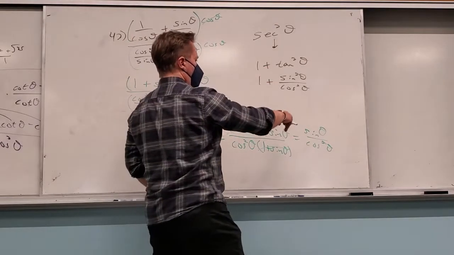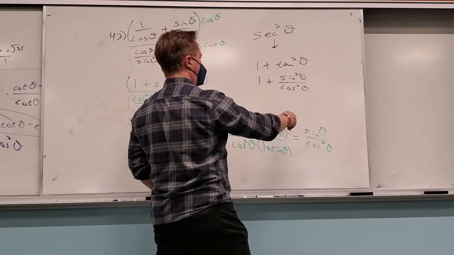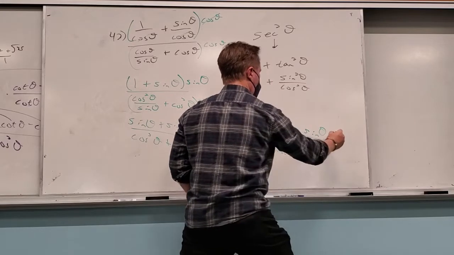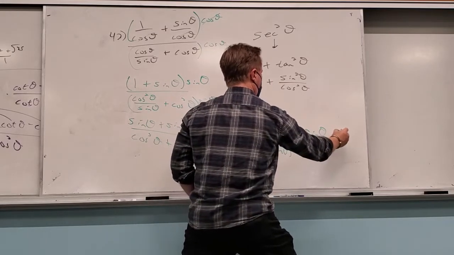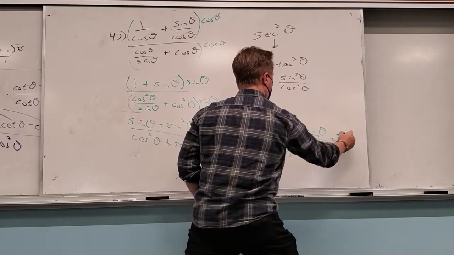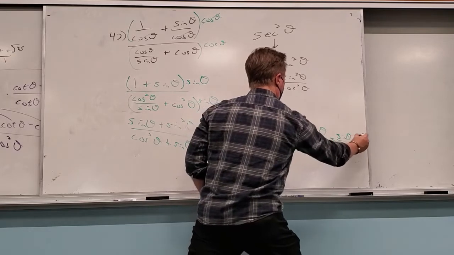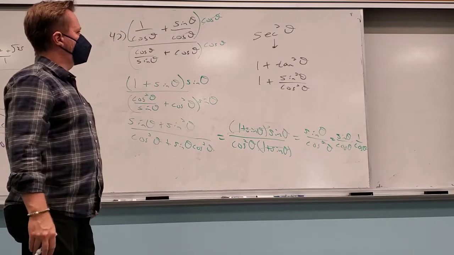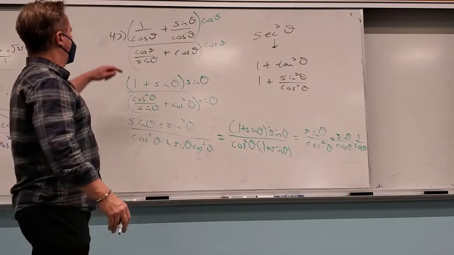That's a squared, okay. So, let's see, how do I make this look like that? This is sine theta over cosine theta times 1 over cosine theta. It's tangent times secant.